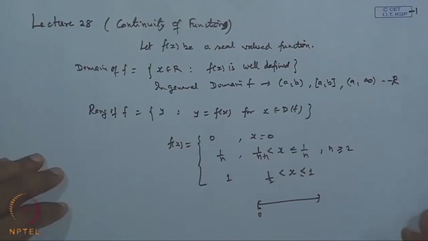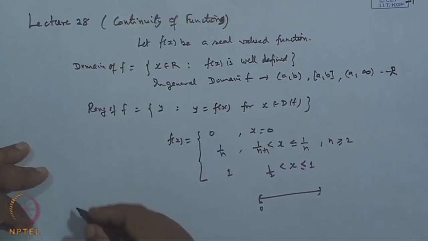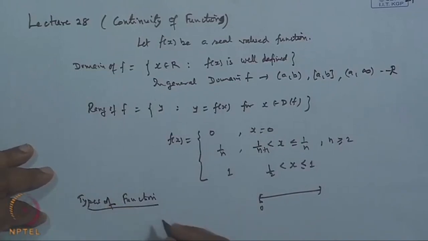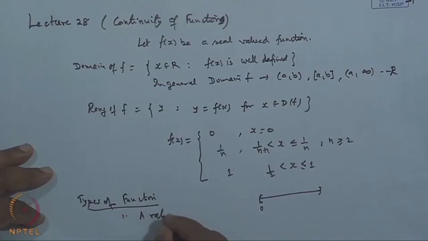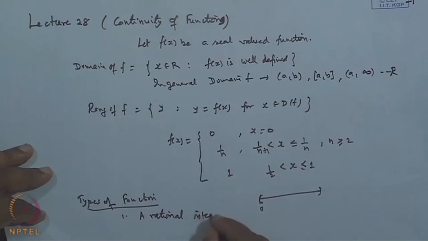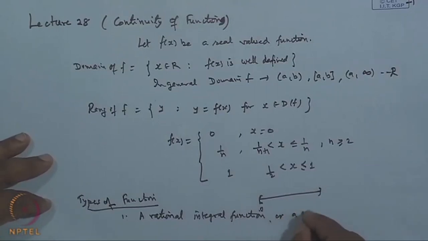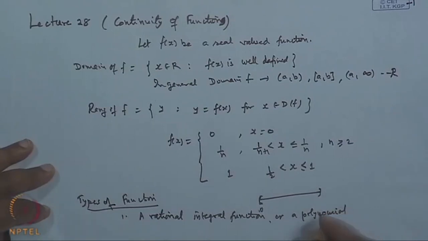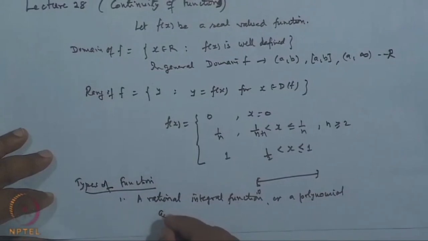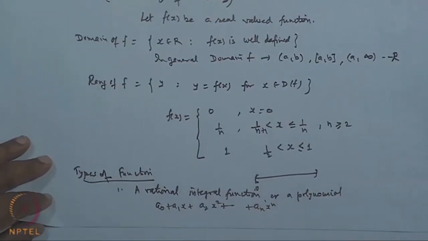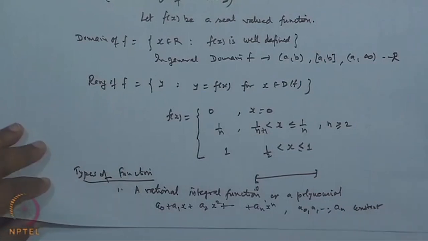Now, there are different types of real valued functions which we come across. The first type may be a rational integral function, or polynomial, which is of the form a naught plus a1 x plus a2 x square plus up to a n x to the power n, where the coefficients a naught, a1, a2, up to a n are all real constants, and n is a positive integer.